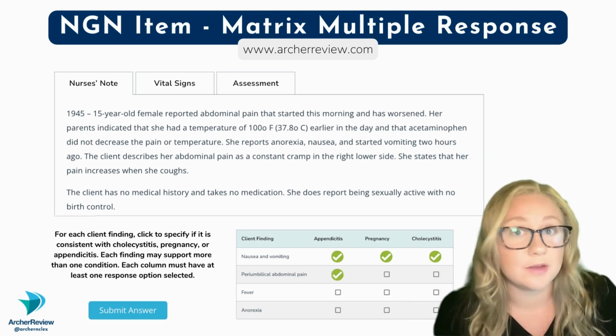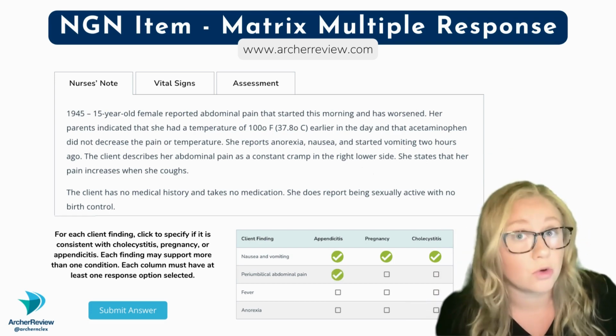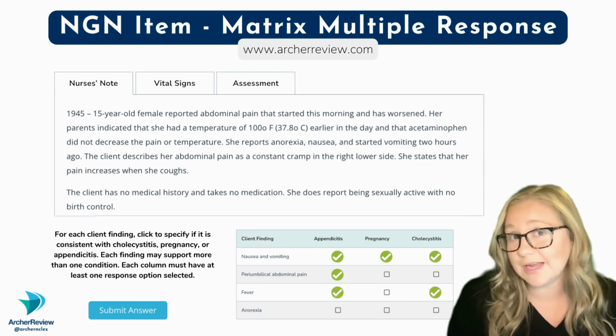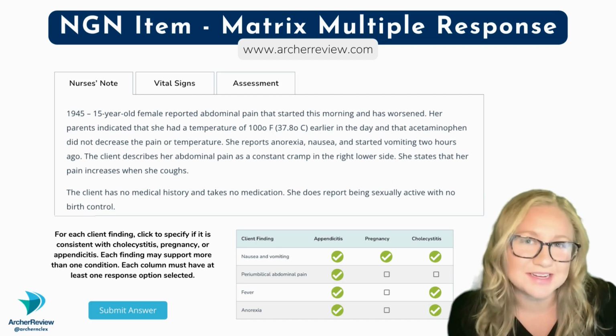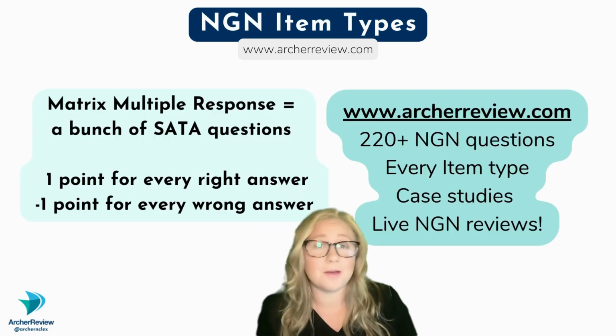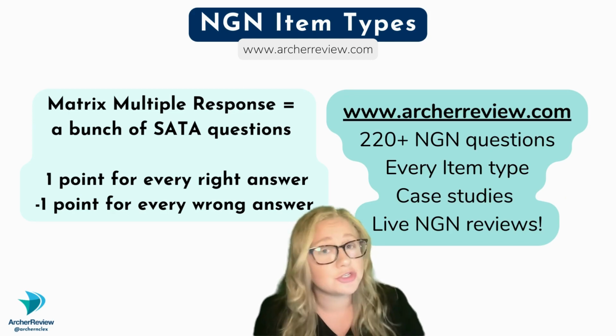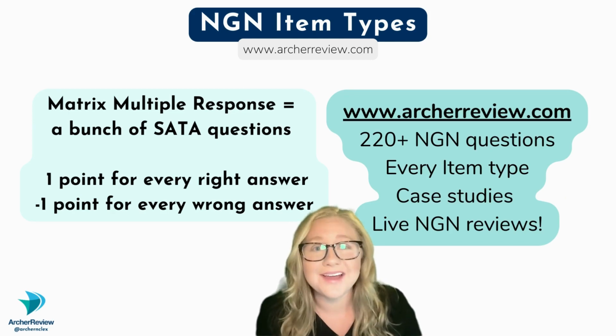Periumbilical pain would indicate appendicitis, but not pregnancy or cholecystitis. Fever could indicate appendicitis or cholecystitis, and same for anorexia. There you have it. A matrix multiple response is just a bunch of SATA questions. Treat each row as its own SATA and you'll be fine.